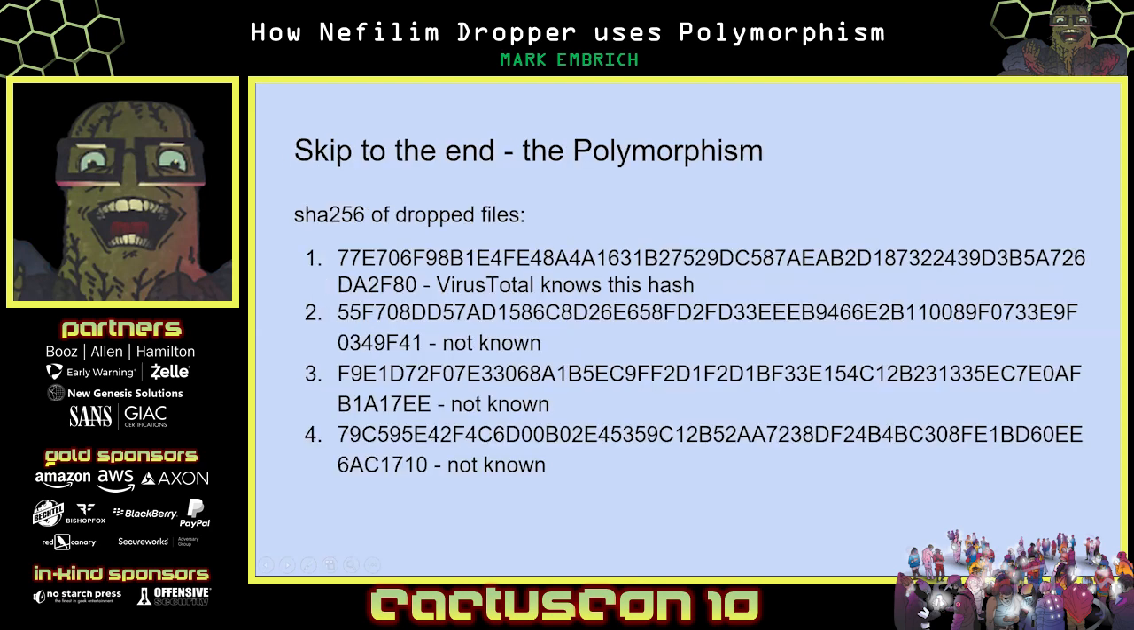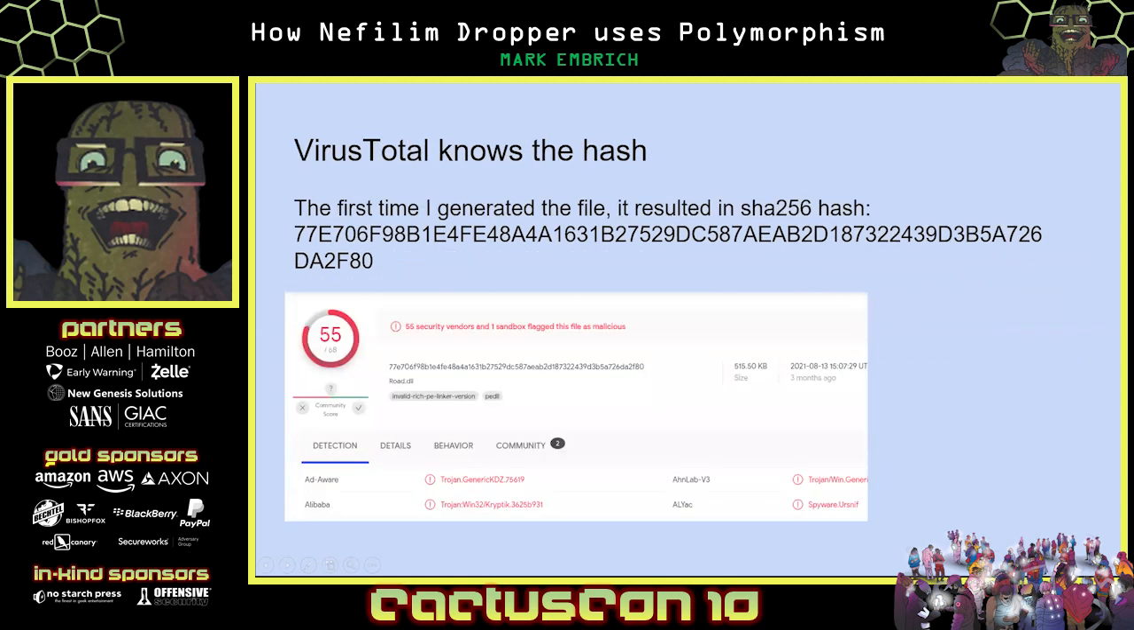So let's jump to the end. That's what you want to see, right? I used the dropper to write the payload malware 4 times. It generated 4 different file hashes. We got a bit lucky that VirusTotal knows one of the hashes. And as you can see, VirusTotal lights up like crazy for that malware file. So the threat actors have an interest in changing the file hash such that your anti-malware tools don't know the hash.